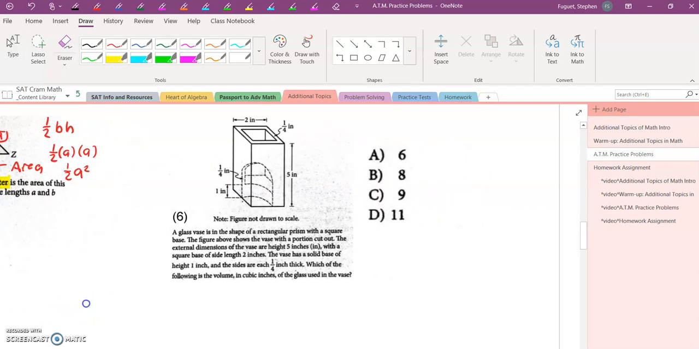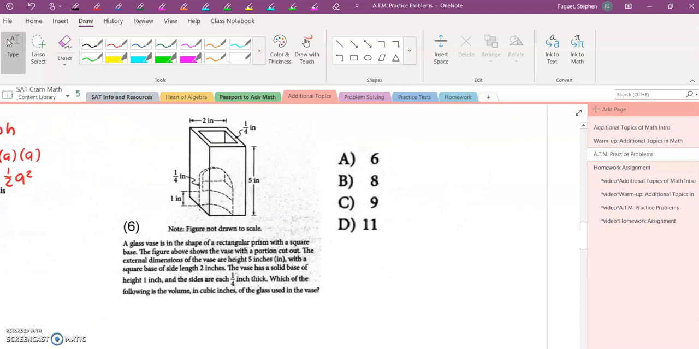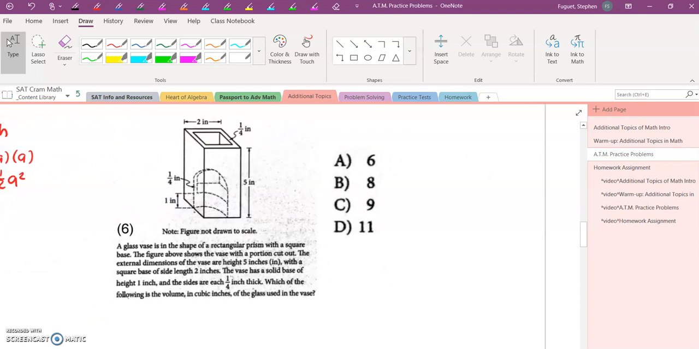Going on to number 6, it's a tough diagram to interpret, but basically what we're looking at here is a glass vase that is hollow in the middle. Think of it almost like a bread bowl you would get at Panera, right? I want to find the area of the bread bowl, not the entire bread. Obviously, the part where you would put the soup or something like that, the void, would be taken out.